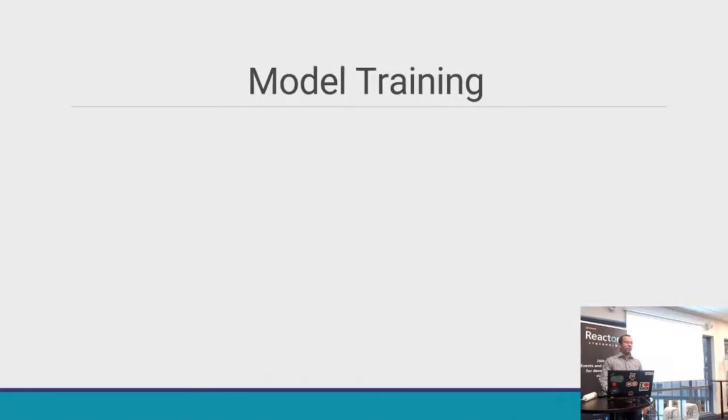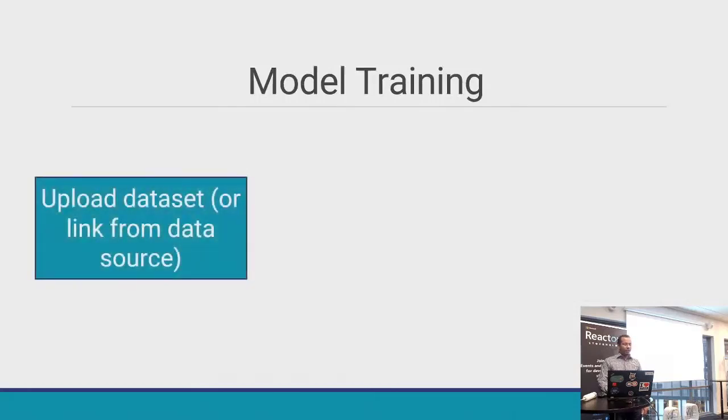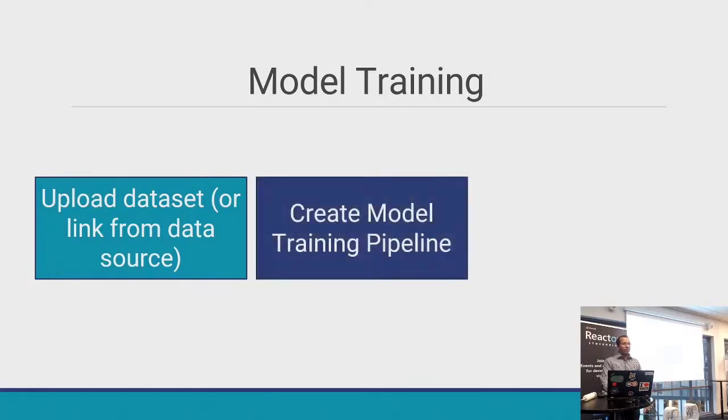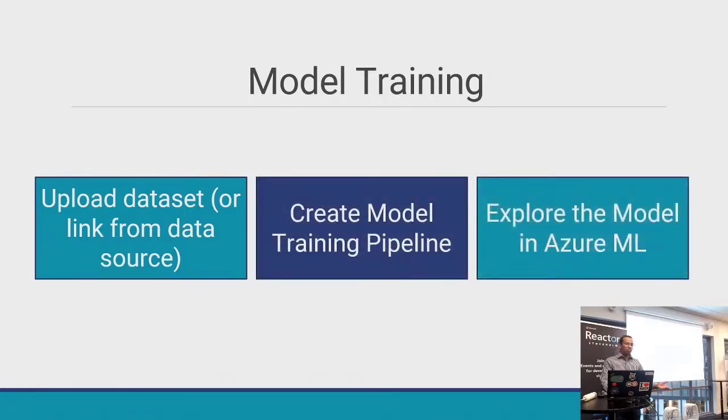Next, we're going to train our model. So to do that, we're going to upload or link our data set, right? In order to train our model, we need data. So we need to make sure that data exists in Azure ML. We need to create a model training pipeline and then execute it, and then we can look at it in Azure ML.